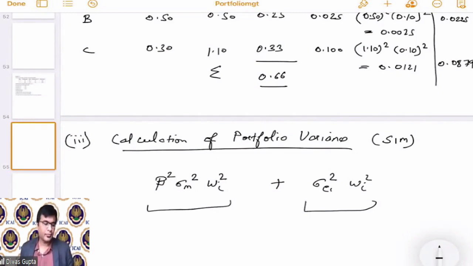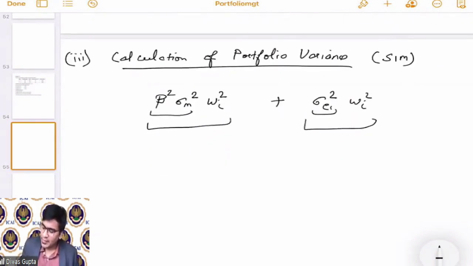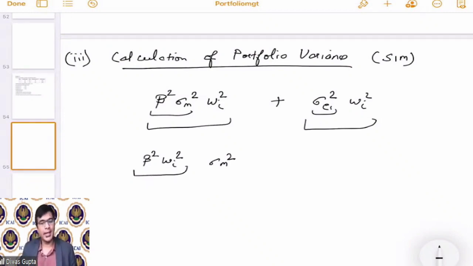It's just simply multiplying by the weights. Correct? So even for weights also we said that we have to put the square. Why? Because we are talking about the variance here. Okay. So now there are two ways to look at it. One is beta square, weight square, and then taking the market variance. This is what the portfolio beta is. Correct? Because already this is the weighted average beta.